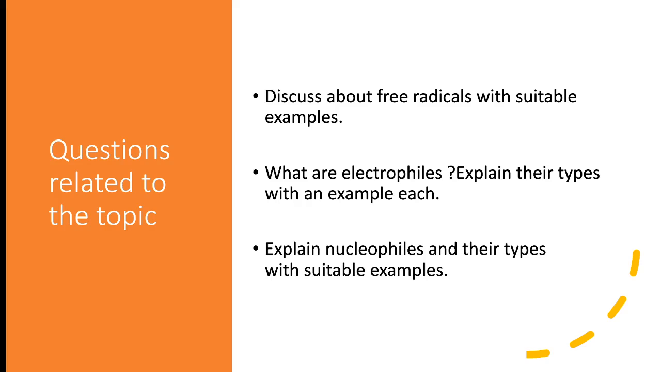Then we should write the types of nucleophiles. Types: negatively charged ions and sometimes neutral molecules with excess of electron pairs, that is lone pairs of electrons. Like this we should mention. Similarly, carbon ions also come under nucleophiles. All these steps we should mention in this question: explain nucleophiles and their types with suitable examples. There we should write all the information which we have already discussed.